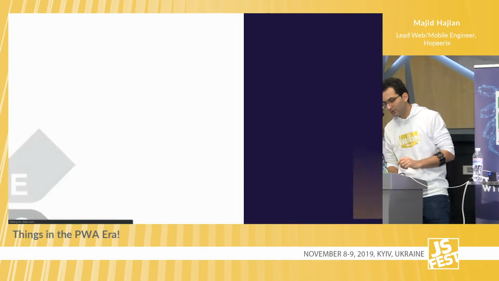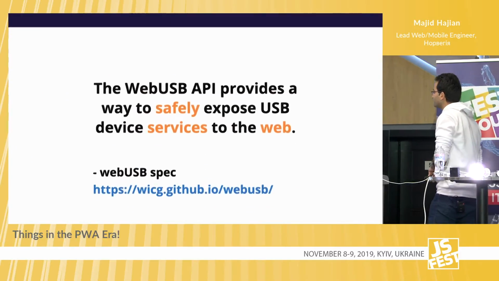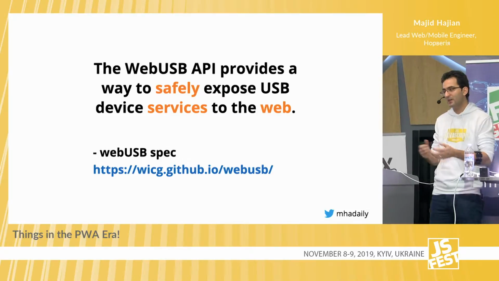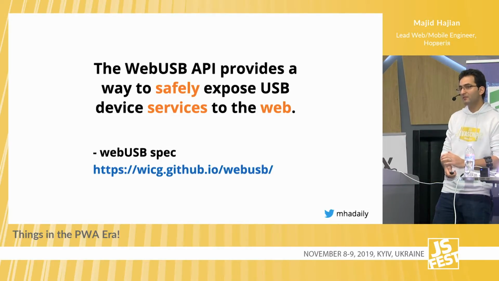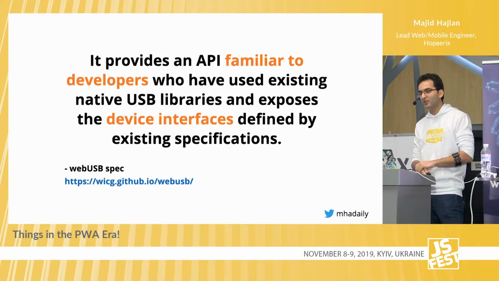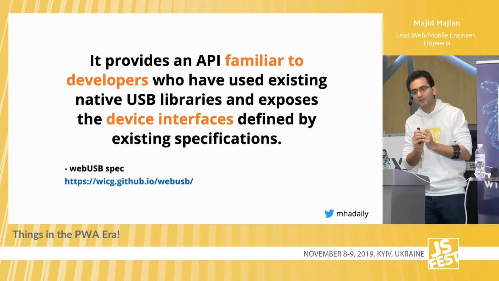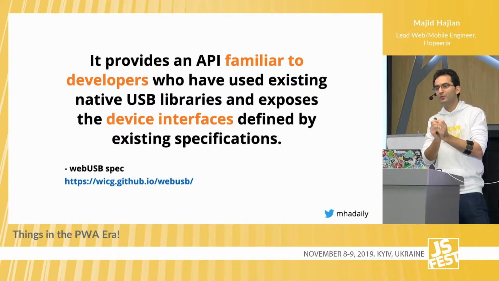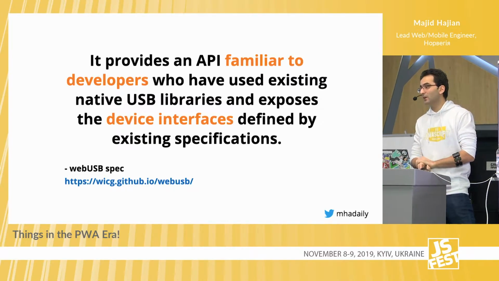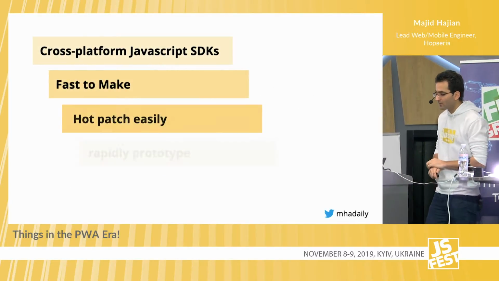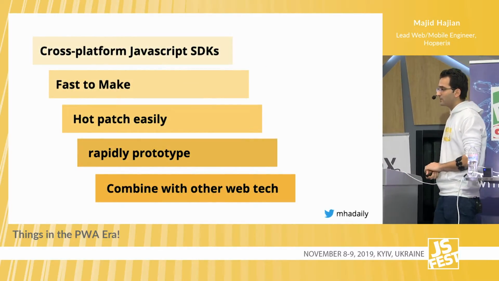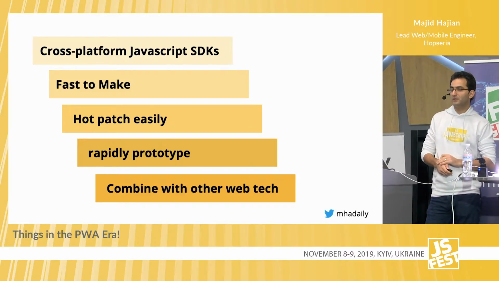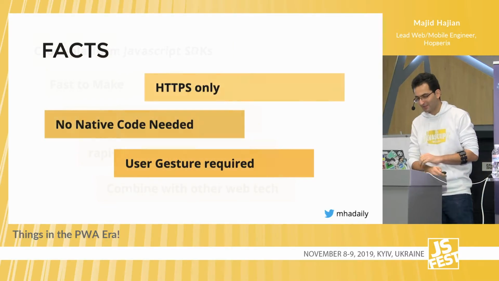All right, let's move on to the next API, WebUSB. WebUSB provides a way to safely expose device services to the web, and that is coming from the API page itself. That means they're going to provide a familiar API for us as web developers to do a lot of things with USB devices. So we can do many things: hot patching, rapid prototyping, or we can create a cross-platform JavaScript SDK for USB devices. That makes it so interesting.